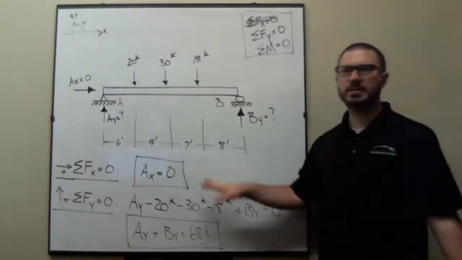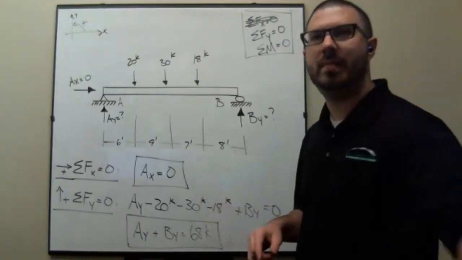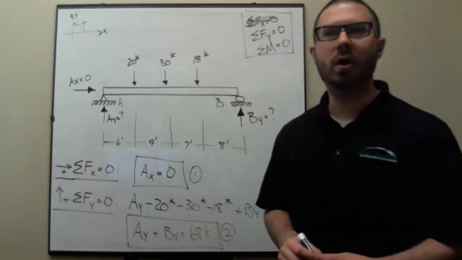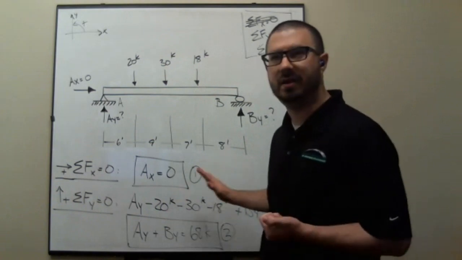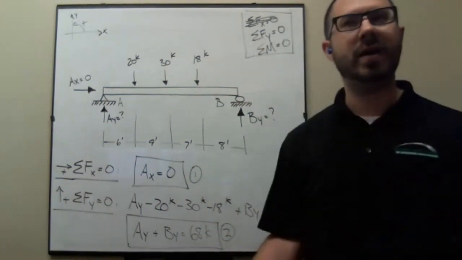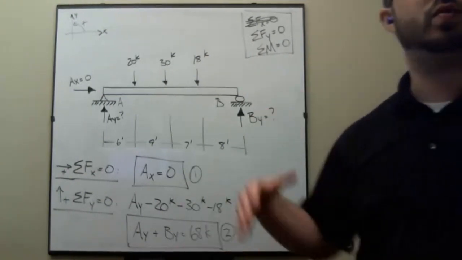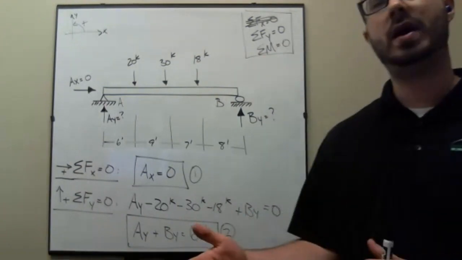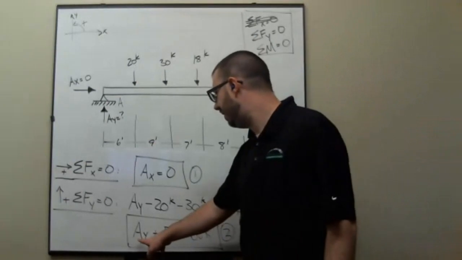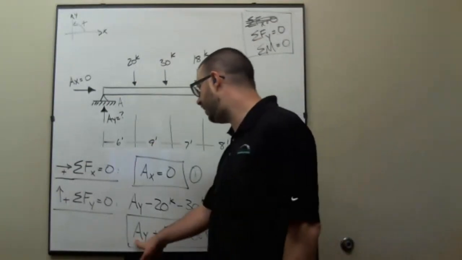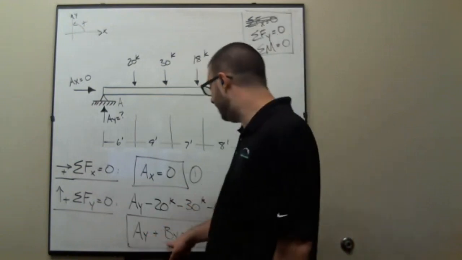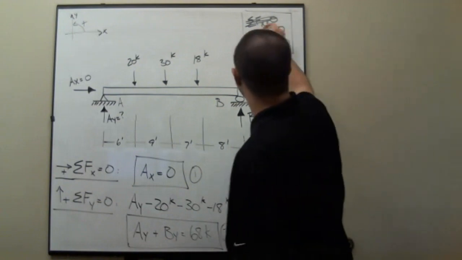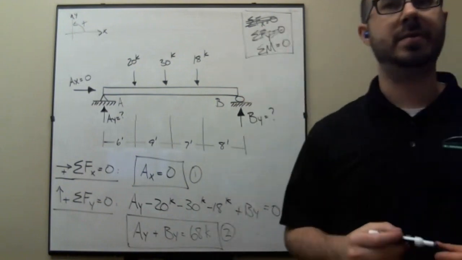Okay. Now, here's the thing. This first equation, maybe we'll call this equation one and call this equation two. Equation one gives us an answer, like Ax equals zero. But equation two does not. Equation two tells us that whatever Ay is and whatever By is, when we add them up, they better be 68, but it doesn't tell us what Ay and By are independently, right? This could be 50 and that could be 18. This could be 30 and this could be 38. This could be 70 and this could be minus two. It doesn't tell us. So we need another equation. Well, now we need to do the sum of moments.